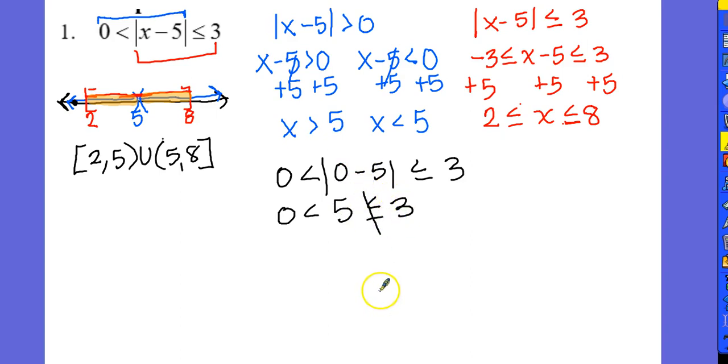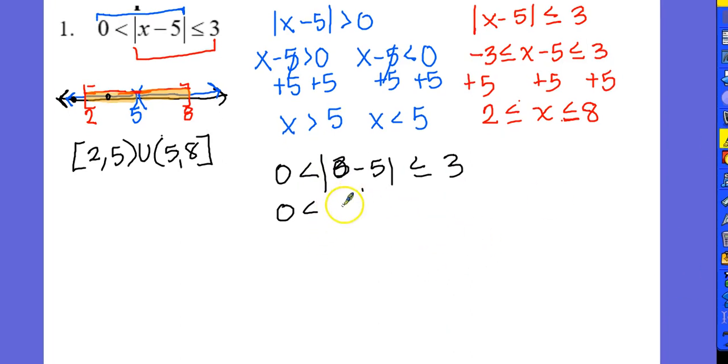So that's not true for that part. So we certainly didn't need that section of the number line. Let's pick a number inside here like 3. So I'll change it to a 3. That should be true. What's 3 minus 5? Negative 2. Absolute value of negative 2 is 2. 2 is between 0 and 3, so it's good.